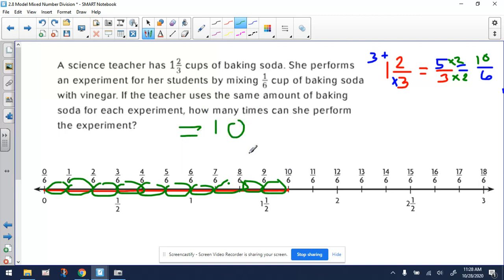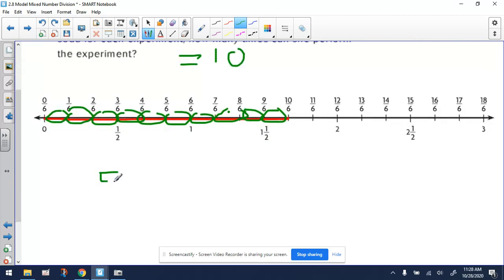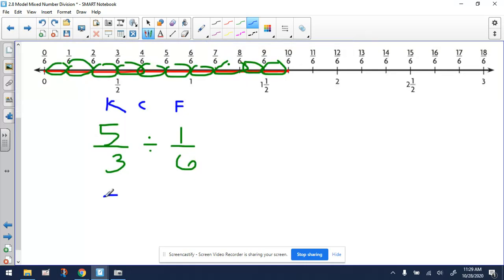Now, if we were going to do the algorithm for this, we would probably use this equivalent of 1 2/3, the improper fraction. So let's take a look at that. 5/3. And we're breaking that up into equal groups of 1/6. We would say to ourselves, keep, change, flip. We would keep the 5/3. We would change this to multiply. And we would flip this to 6/1.